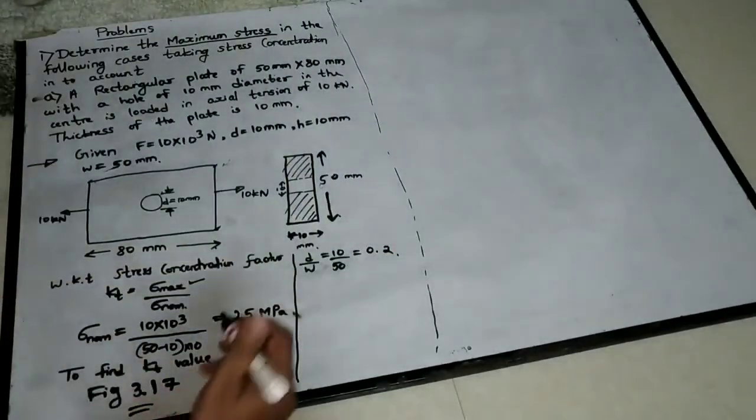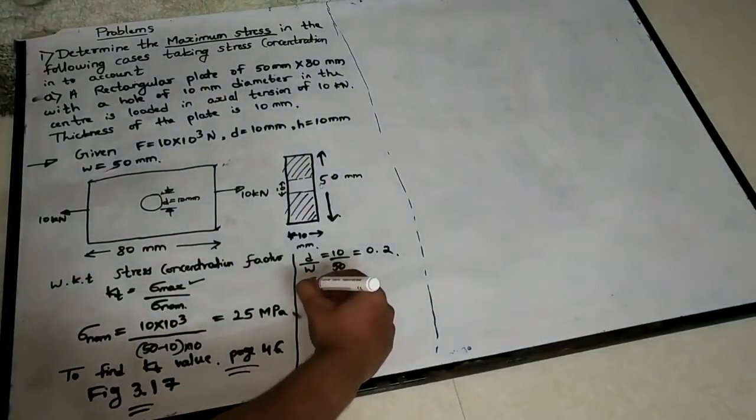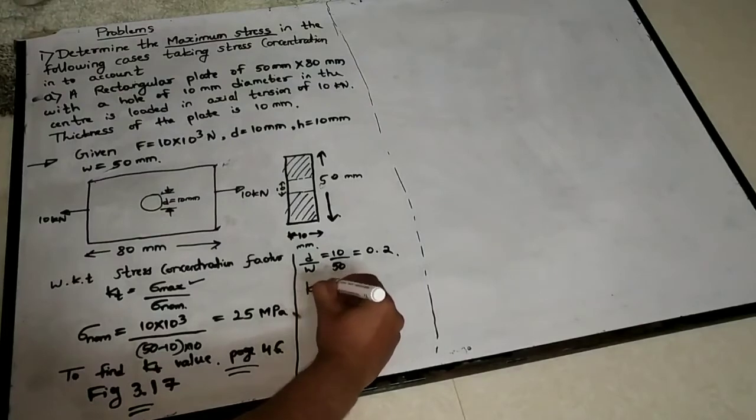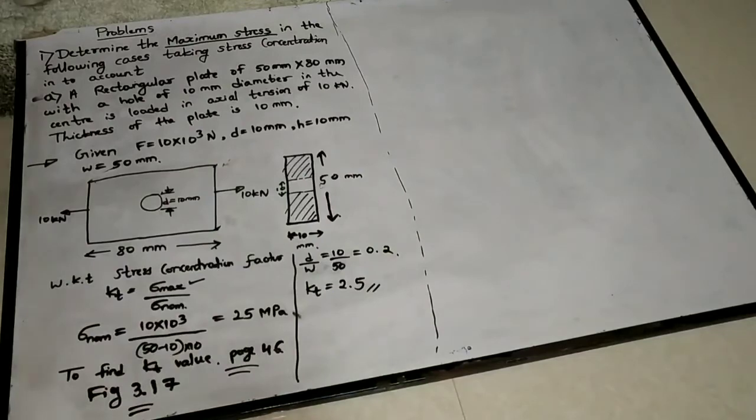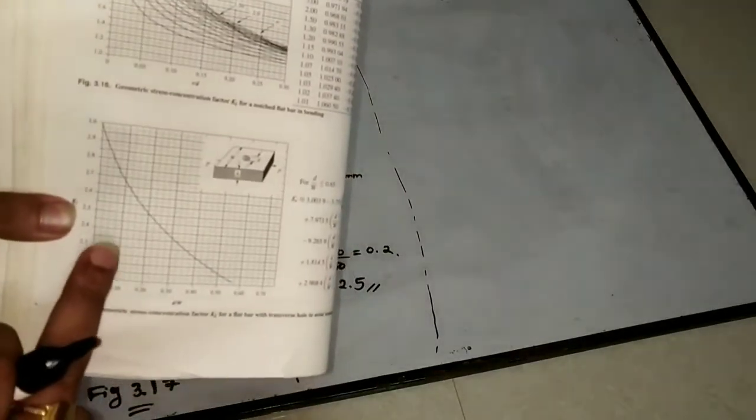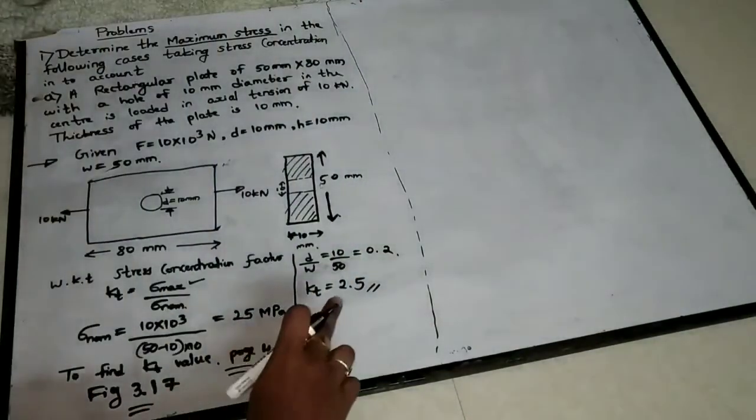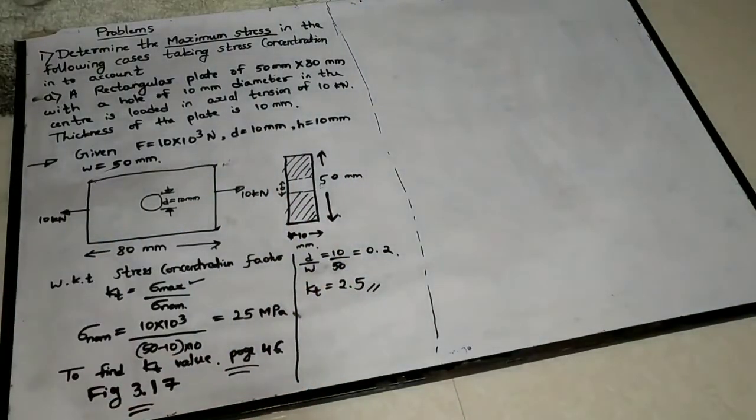Everyone look at the data handbook. So looking at that, I got approximate KT as 2.5. I hope all of you will get this 2.5. Depending on your accuracy, slight variation will be there, but you should get exactly 2.5. Okay.